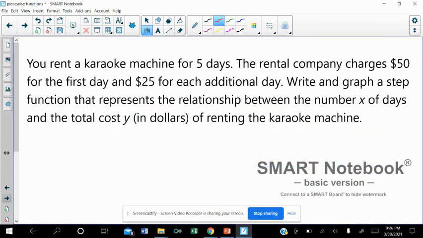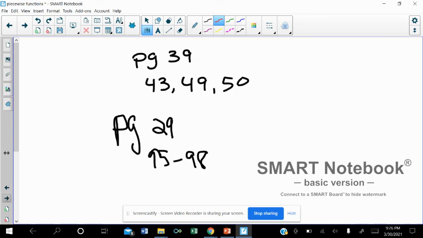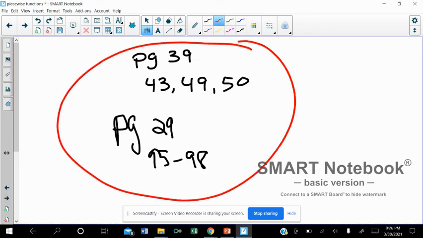All right, here's a nice little word problem for you. This guy's going to be all yours to do. Lovely. And this here is in bookwork, all right? Page 39, 43 to 40, 43, 49, 50, and page 29, 95 to 98. And this is all going to be due Thursday.